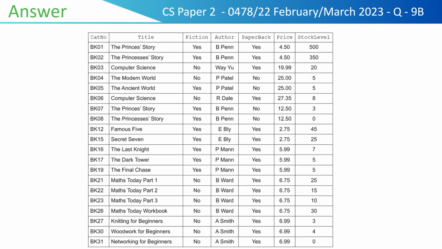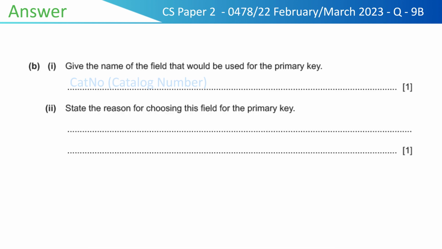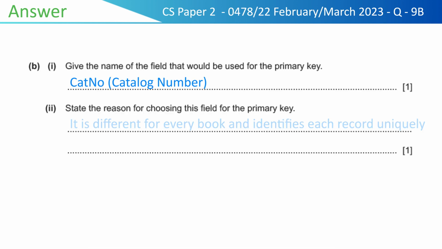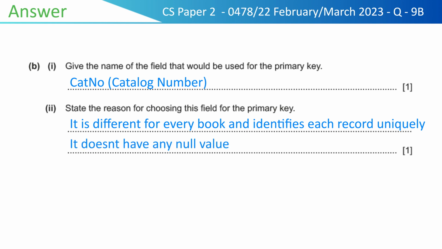We can clearly see that the catalog number field contains unique values like BK01, BK02, BK03, and so on, whereas the other columns have repeated entries. This confirms that catalog number is the primary key for the given table. Excellent! Our answer will be that catalog number is the primary key because it's different for every book and identifies each record uniquely, and it doesn't have any null value.